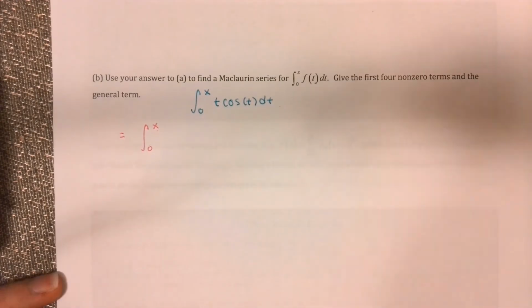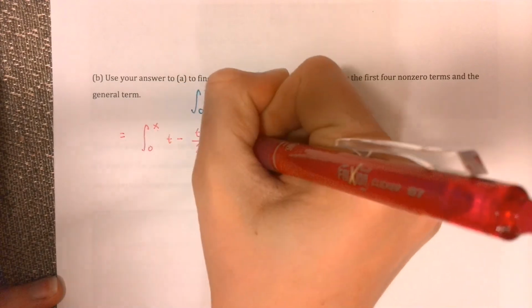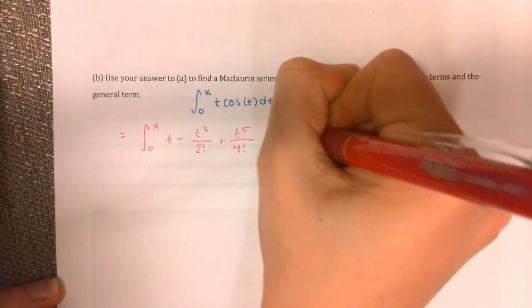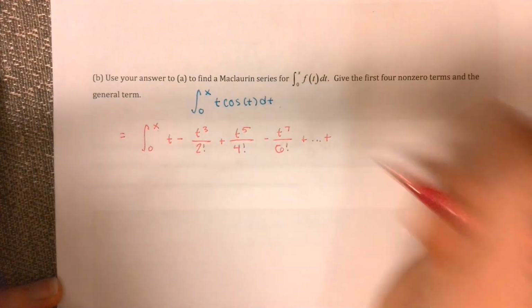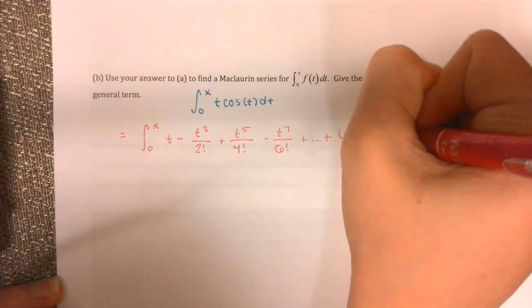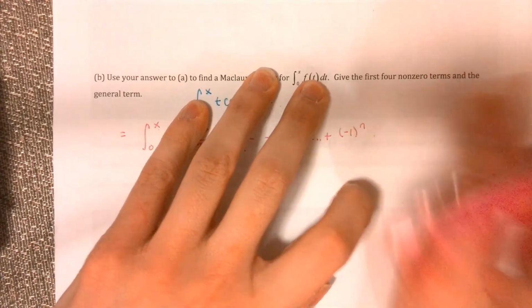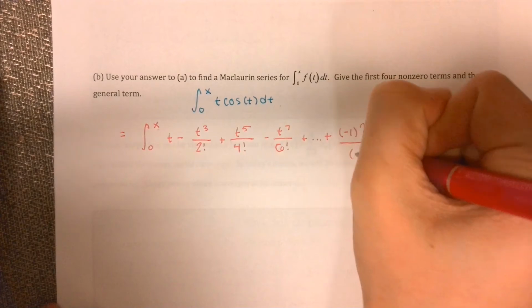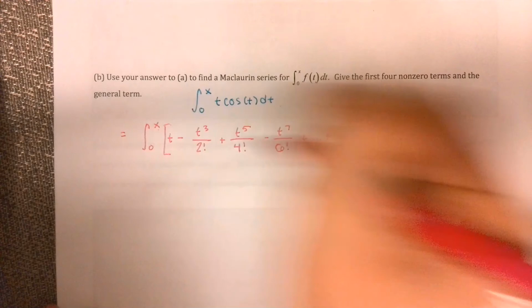Okay, so I've got t minus t cubed over 2 factorial plus t to the 5th over 4 factorial minus t to the 7th over 6 factorial. Tempting to make them match. Make sure you're paying attention when you're writing. And I have to include my general term: negative 1 to the n, t to the 2n plus 1 over 2n factorial. And all of this is being integrated with respect to t.